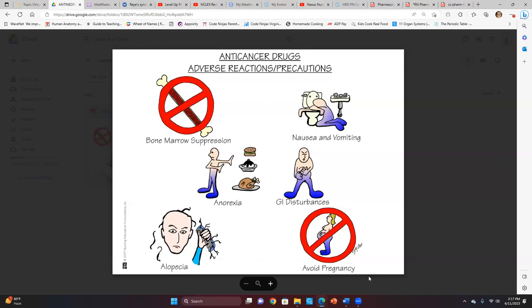We must monitor their daily weight. We also have to understand that these anti-neoplastics can cause an increase in their uric acid. So we have to monitor their uric acid levels.